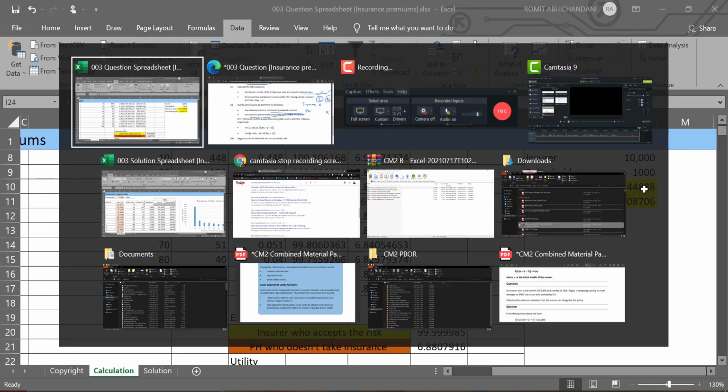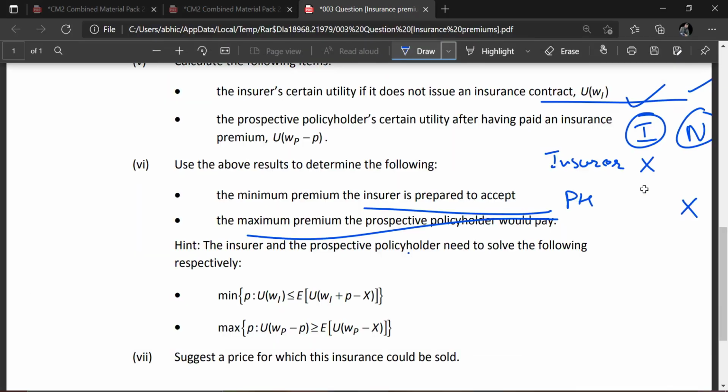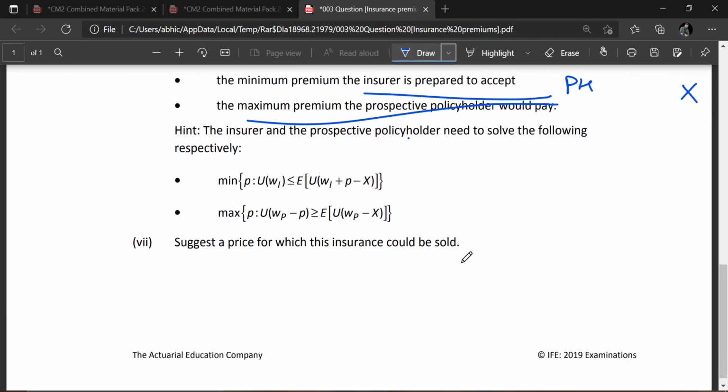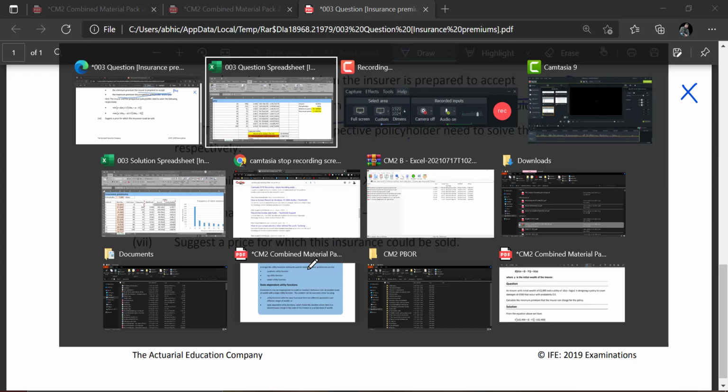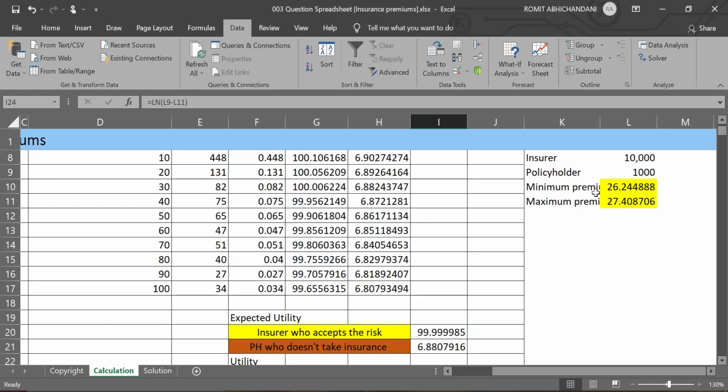Now once you have gotten this, this is what they had asked for in the question. Now suggest a price for which the insurance could be sold. A price for which the insurance could be sold can be a value between these two. It can be somewhere around 27. That's a price where you can sell, because that's greater than the minimum premium that the insurer is willing to charge, and it's less than the maximum premium that the insured is willing to pay. So 27 can be one value that you can take here. That's your answer.